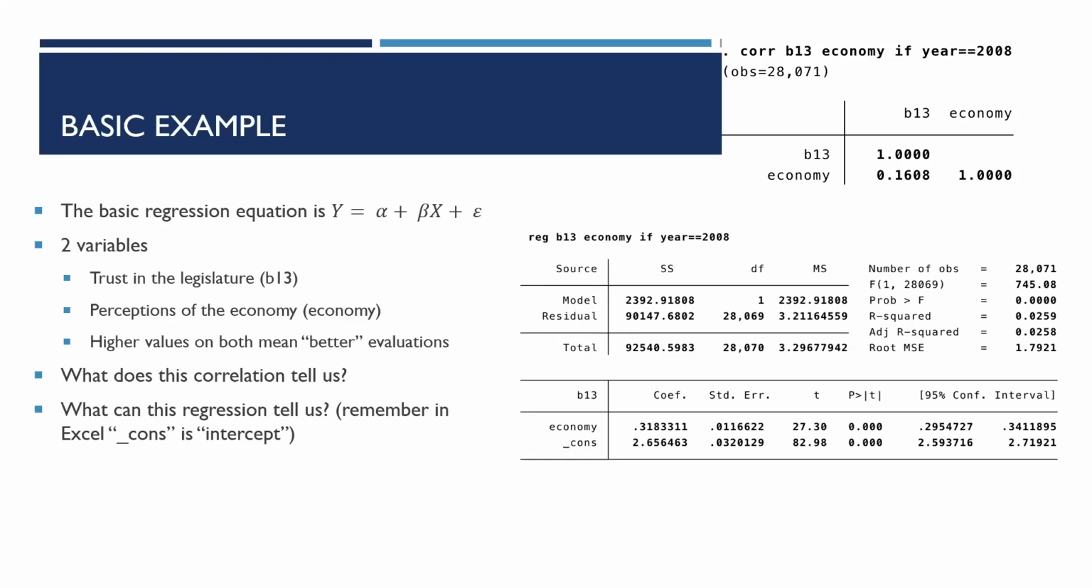So that 0.318 increase is in relation to the 7-point scale that trust in the legislature is measured on. So we say units because depending on how the variable is measured, those units could be different, right?